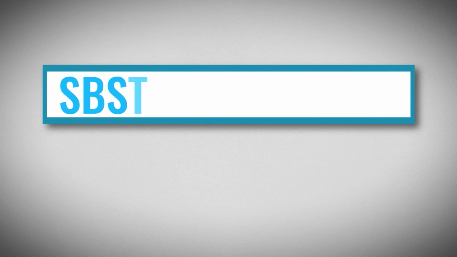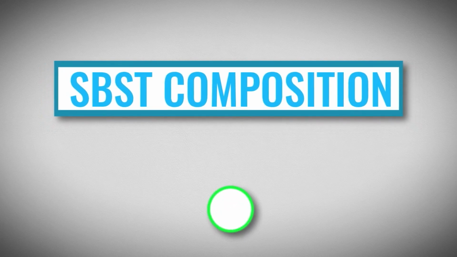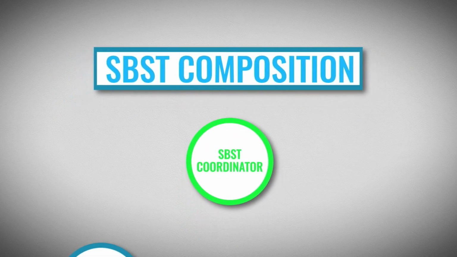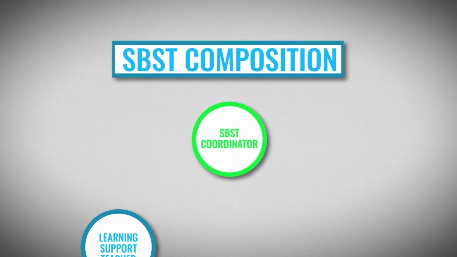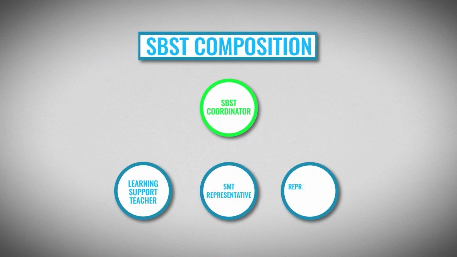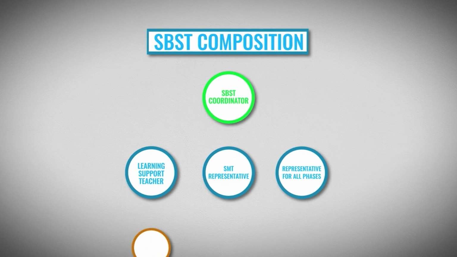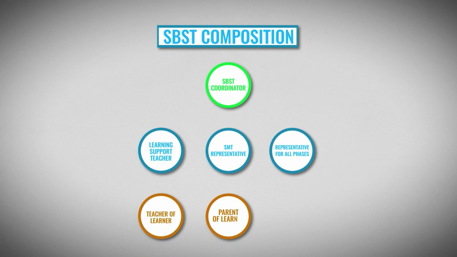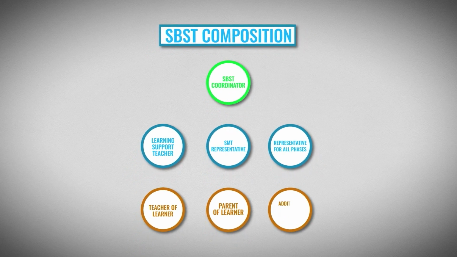The SBST is composed of the following members: the coordinator, learning support teacher, where schools have one, a representative of the senior management team, and a representative of each phase. It also includes the particular teacher of learners who are being discussed, as well as their parents. Other members can be specially co-opted to form part of the SBST when their expertise is required, such as teachers within the school with special expertise, as well as therapists or other experts.